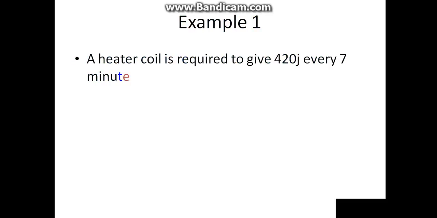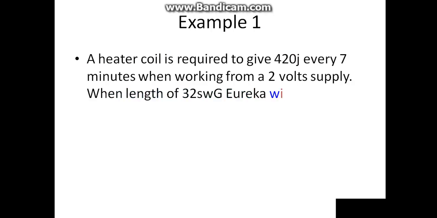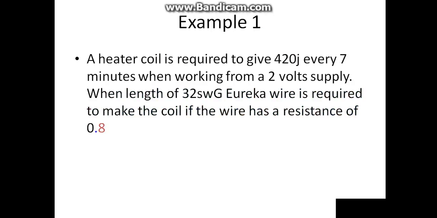Example 1. A heater coil is required to give 420 joules every 7 minutes when working from a 2 volt supply. Find the length of 32 SWG Eureka wire required to make the coil, if the wire has a resistance of 0.8 ohms per meter.